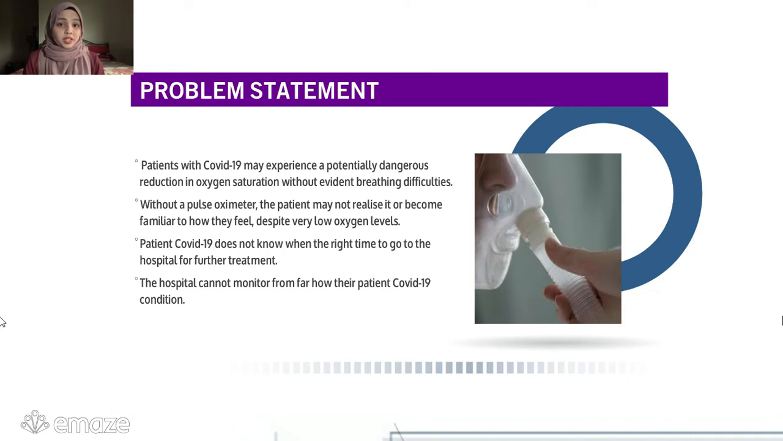Next, the COVID-19 patient does not know the right time to go to the hospital for further treatment. And then lastly, the hospital cannot monitor from afar how their COVID-19 patient's condition is.